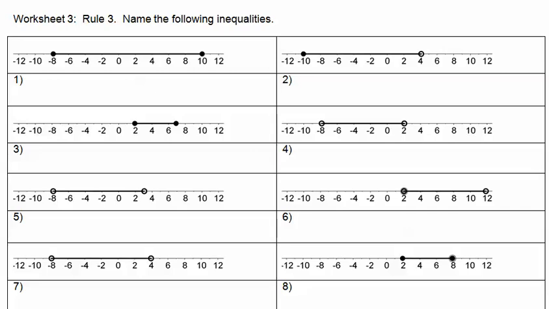For worksheet 3, we're going to be doing values that are between two numbers. So they're going to end up looking something like this: some number is less than or less than or equal to x, which is less than or equal to some number. So the x is between the smaller number and the bigger number.